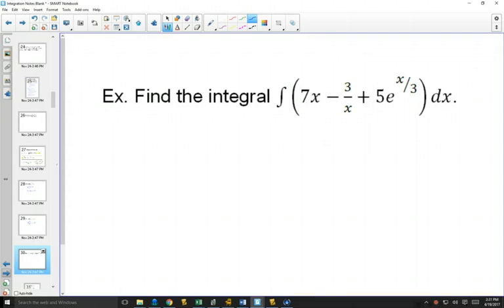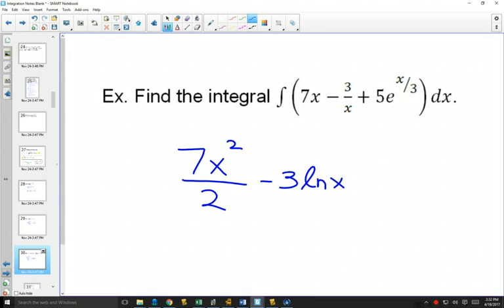And of course, we've learned if you're adding or subtracting a bunch of functions inside of an integral, you can just take the integral of each one separately. So how do we do the integral of 7x? Well, that's the first one. Add 1 to the exponent, divide by the exponent. Minus, there's a 1 over x graph. That's going to be 3 natural log of x.